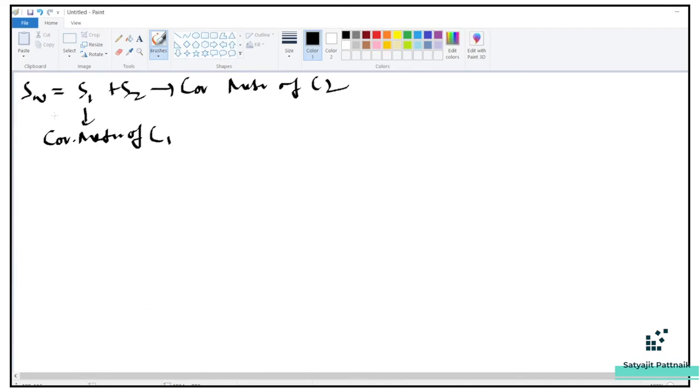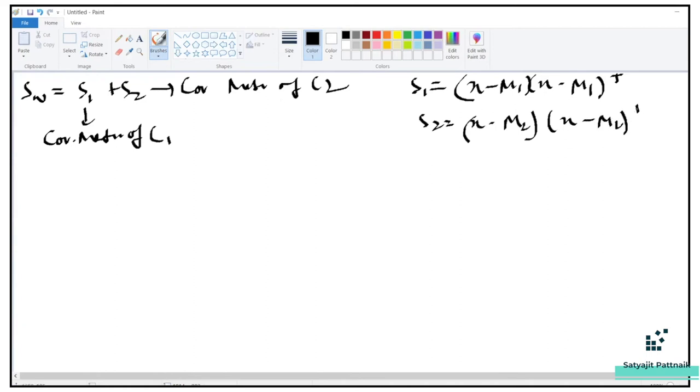If you have more classes, instead of binary classification, say 10 classes, that means 10 Y variables. So it will be S1 plus S2 plus S3 plus S4 till S10. Now, the formula of S1 is X minus mu 1 multiplied with X minus mu 1 transpose. Similarly, S2 is X minus mu 2 multiplied with X minus mu 2 transpose. Let's try to calculate that.